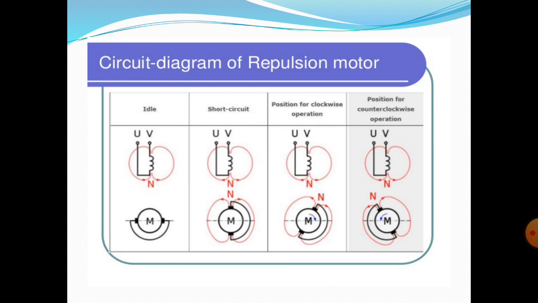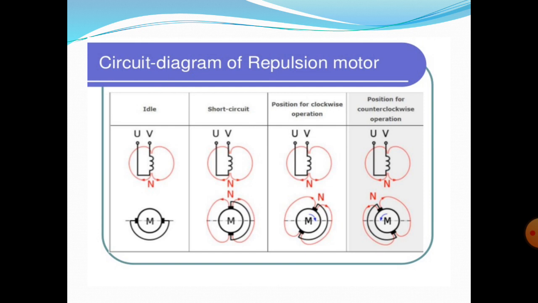In this condition the brush position is usually referred to as a low impedance position. And next, case 3, the position for clockwise operation, and next, case 4, the position for counterclockwise direction. In this counterclockwise direction, the brushes are shifted in the counterclockwise direction through an angle alpha electrical radians from the low impedance position.